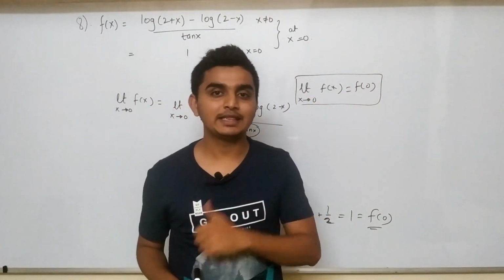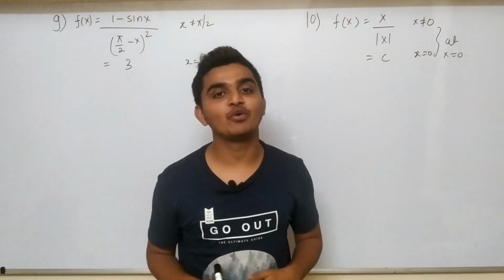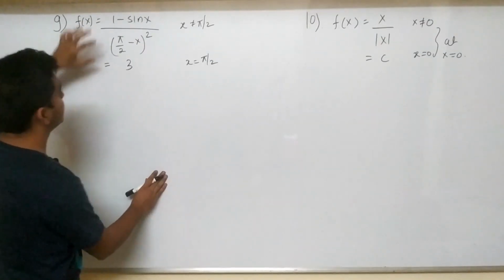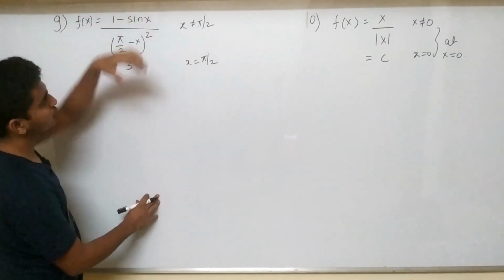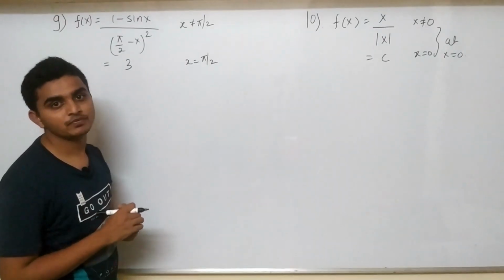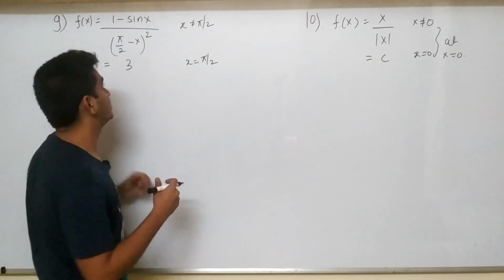Now we will take the 9th and the 10th question simultaneously. Let's see how we can do this. 1 minus sin x upon pi by 2 minus x whole square. If we use L'Hopital's rule, it is easy to get the answer and we can do it in 1 or 2 steps. But let's try to simplify it further.